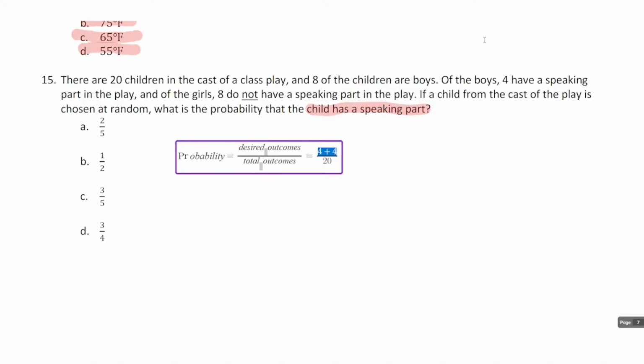So 4 plus 4 is a total of 8, and so our probability is going to be 8 over 20, which will reduce, if we divide both of those by 4, to 2/5. So the correct answer is A.